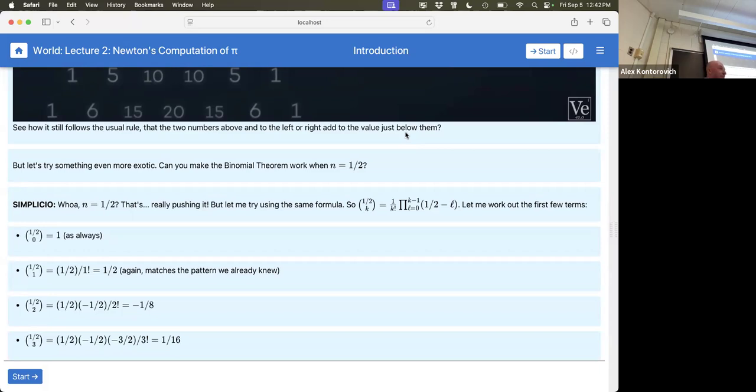Okay, a half choose 4. Take a minute. What's a half choose 4? You did it already? Yeah, it follows the same pattern. A half times negative a half times negative 3 halves times what divided by what? You think it follows a pattern. 1, a half, an eighth, a 16th. What's the pattern?